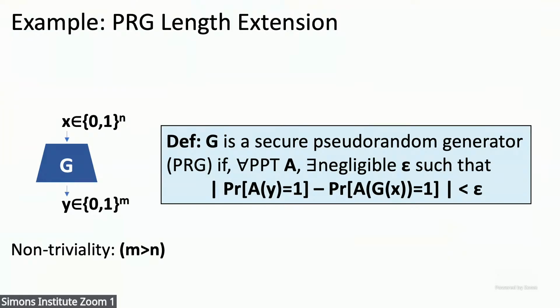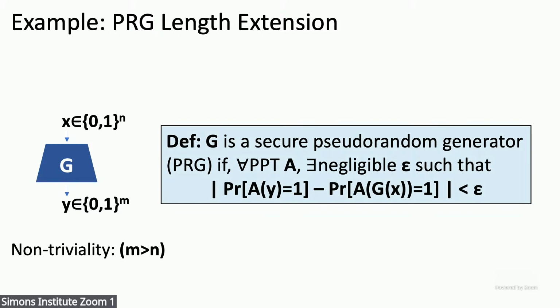Okay, so the question is, what happens? So we have our underlying assumption. We want to build crypto from it. Can we just take our classical security proof and just make it work quantumly, or do things break down? So let's run through one example.